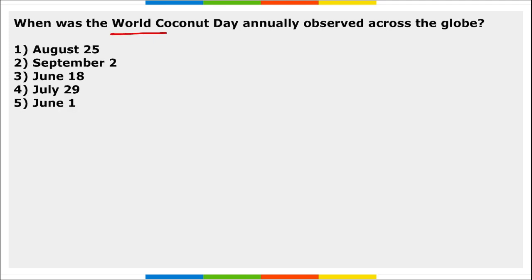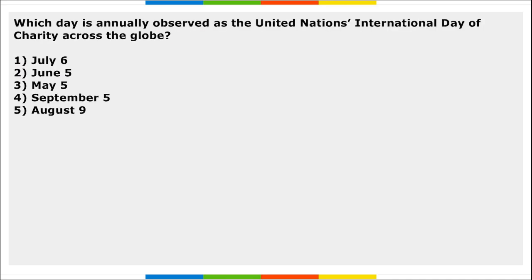Next, when was the World Coconut Day annually observed across the globe? It is 2nd September. We observe World Coconut Day. The theme for this day is Coconut for a Circular Economy, Building Partnership for Maximum Value.